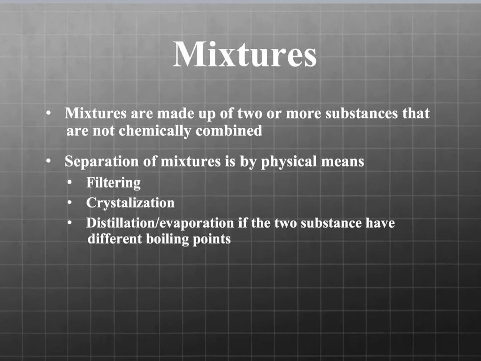A mixture, on the other hand, is made up of two or more substances that are not chemically combined. So they are just mixed together. In order to separate a mixture, you can use different techniques such as filtering, crystallization, so you're causing something to crystallize, or you're going to distill or evaporate something. So if you have two substances that have different boiling points, you boil one of them, and that one evaporates off, and what is left is the other one that did not boil. So that is distillation.